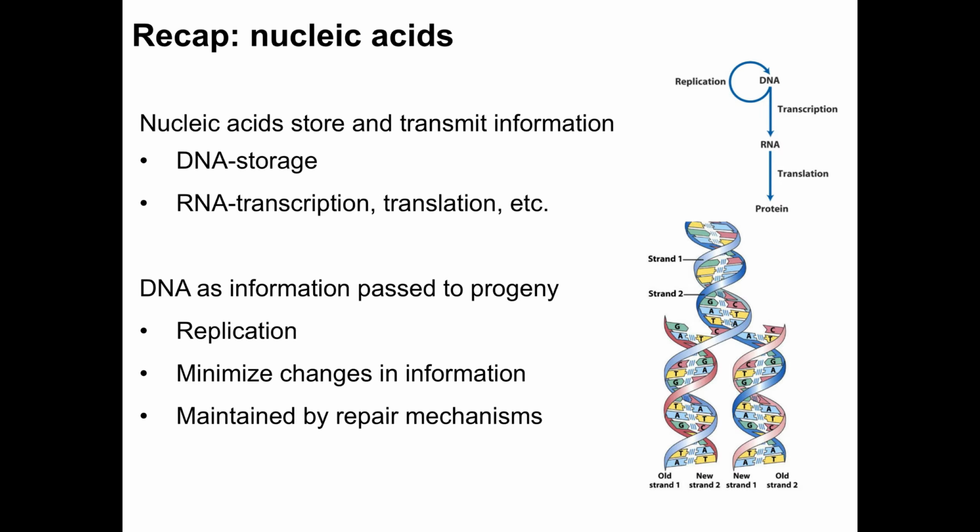Because genetic information is essential for survival, cells have evolved mechanisms to minimize changes in DNA sequence. Errors can occur during replication or result from environmental damage, but these changes are limited by specialized DNA repair mechanisms that detect and correct damage, helping maintain genetic stability over time.